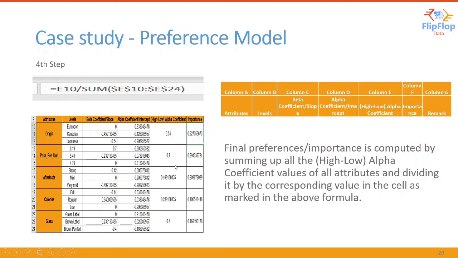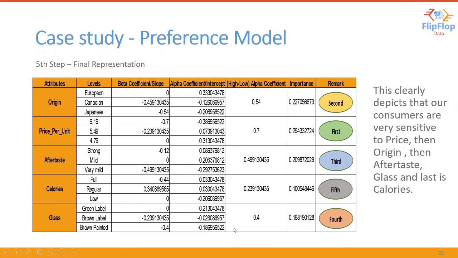Then again for price per unit, considering 0.7 as my value, that is E13, divided by the sum of all these attributes gives me the importance value. So similarly, we can compute the importance value for all the rows. This gives me the final representation.